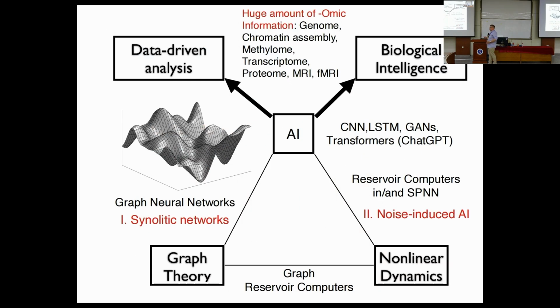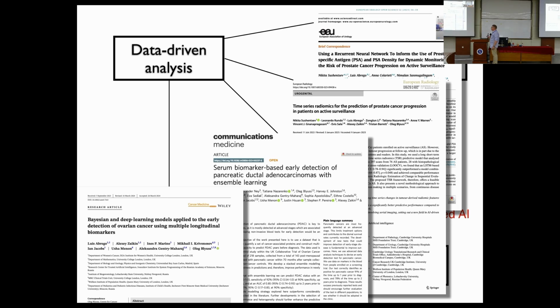Unfortunately, the situation is that we have more information than we can analyze, but fortunately, of course, we now have AI: convolutional neural networks, recurrent neural networks, LSTM and GRU, GANs, and of course transformers, with ChatGPT and LLMs. And of course, we use these artificial intelligence schemes a lot. Just to give you some examples, in data-driven analysis, we use it for analysis of prostate cancer progression. We use ensemble learning for early detection of pancreatic cancer, or we use LSTM methods for ovarian cancer.